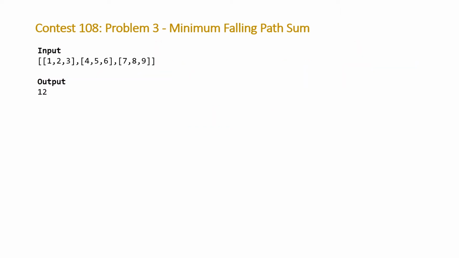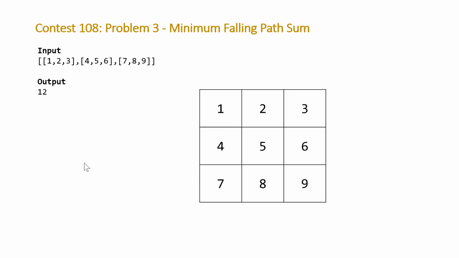So here's the example, here's the representation of our 2D array, and the output for this example is 12. It's pretty hard to see just from looking at this 2D array represented on one line, but if we visualize this, it looks as follows. It's simply a 3x3 square that has the values 1, 2, 3, 4, 5, 6, 7, 8, 9. And the way this problem works is you basically just want to find the path with the lowest or minimum sum going from the top row to the bottom row.